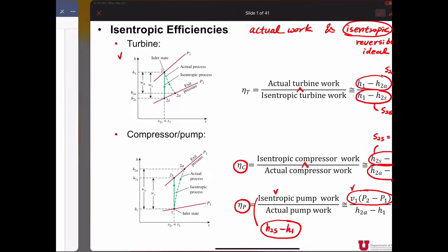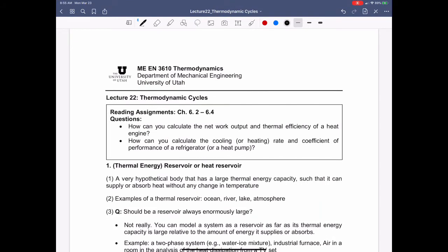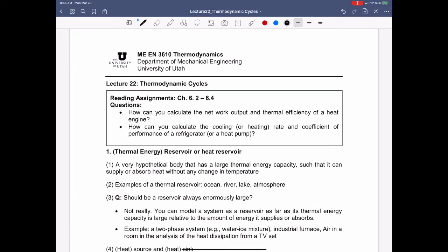Now, let's get started with today's lecture, thermodynamic cycles. This is the start of the last part of our course. From now on, we are going to talk a lot about thermodynamic cycles. In order to discuss them, we have to understand how we define a thermodynamic cycle. Today I'm going to introduce the basics of thermodynamic cycles to you. Please read chapter 6.2 to 6.4 to understand better.